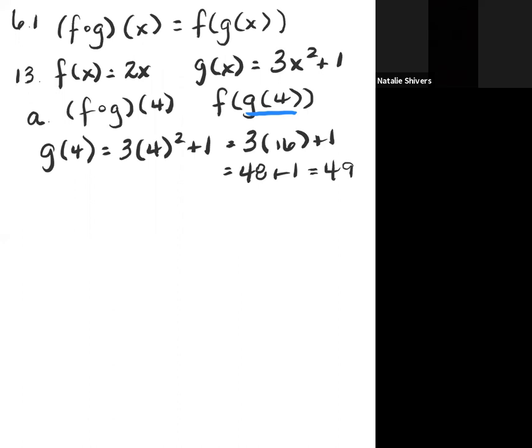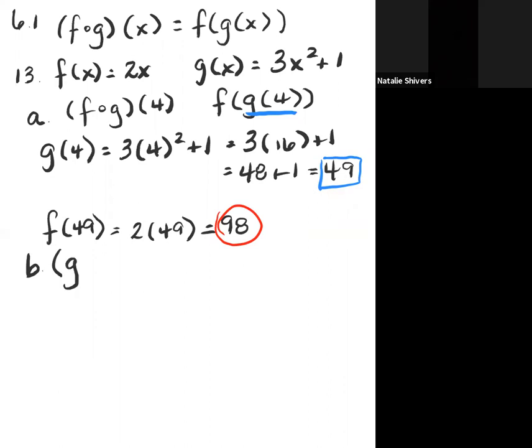So now I'm going to take 49 and replace it into the f function. So now I'm going to do f of 49. So 2 times 49 equals 98. So my final answer is 98. That's the one I plug into my math lab.